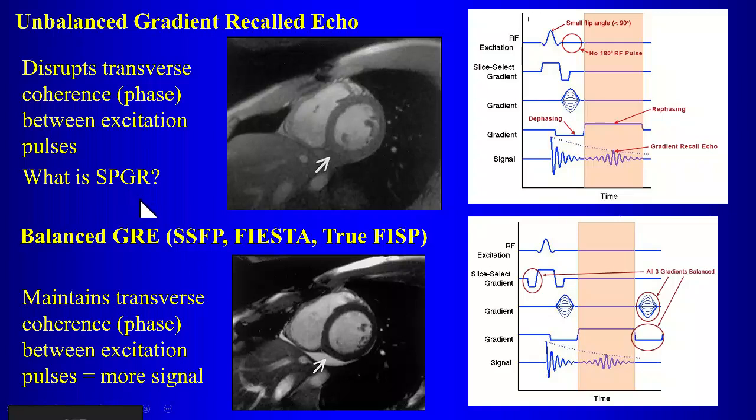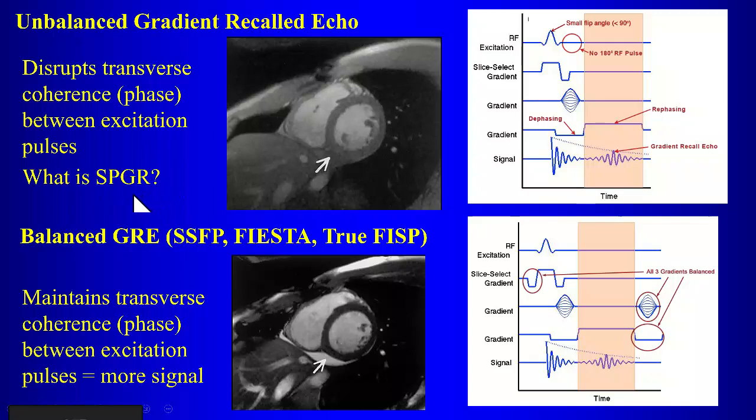What's the other name for that? SPGR? Spoiled grass. You guys heard of that? No. Okay, you don't spend enough time in body MR. Okay. So we're in plenty of body MRI. They never call it that. Really? Okay, so this is the GE term.